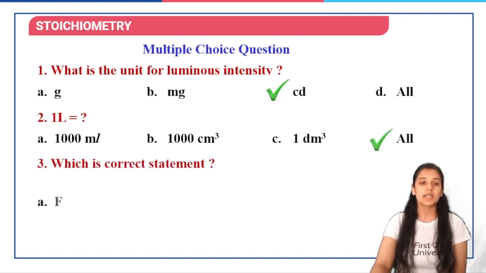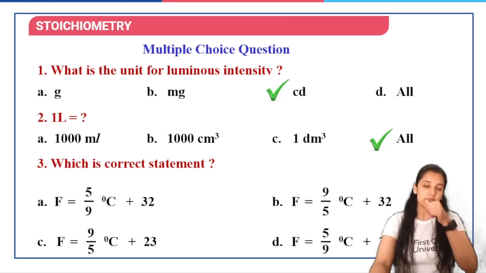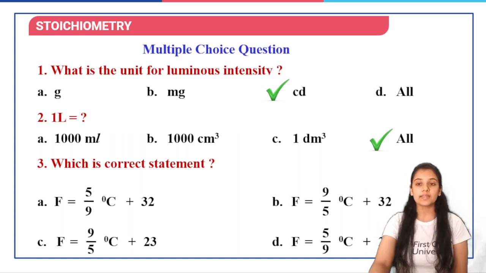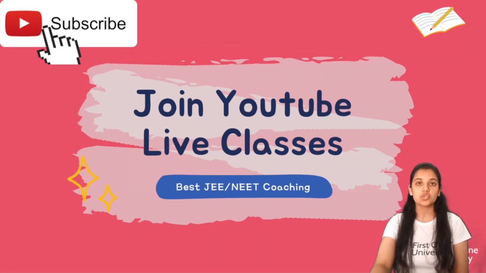Last question, which is the correct statement? Fahrenheit is equal to 5 by 9 degrees centigrade plus 32. Fahrenheit is equal to 9 by 5 degrees centigrade plus 32. Fahrenheit is equal to 9 by 5 degrees centigrade plus 23. And F is equal to 5 by 9 degrees centigrade plus 23. So 32 is something that you will not forget. So that rules out options C and D. One thing that you can get confused is whether it's 5 by 9 or 9 by 5. Remember, it's 9 by 5 degrees centigrade plus 32. So this is all about the introduction to stoichiometry.